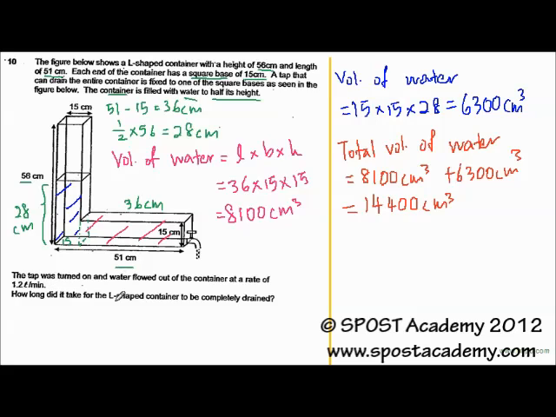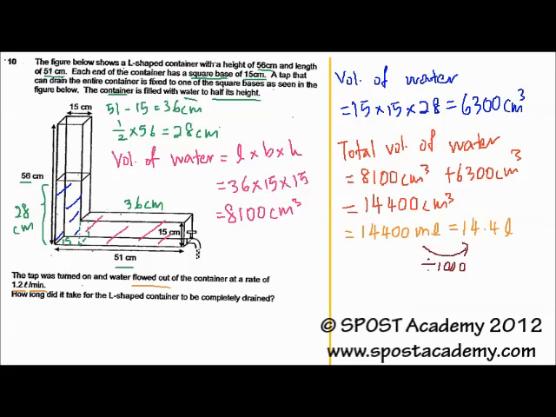Now, the question actually asks in terms of liters per minute. So the tap was turned on and water flowed out of the container at the rate of 1.2 liters per minute. So I need to change this to liters. Okay, 14,400 cm³ is equivalent to 14,400 ml. And this is actually equal to 14.4 liters. Now how do we get 14.4 liters? By dividing by 1,000.